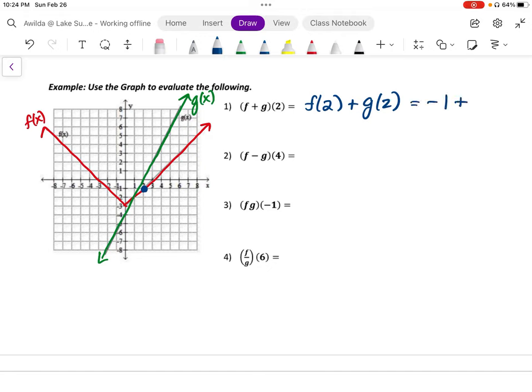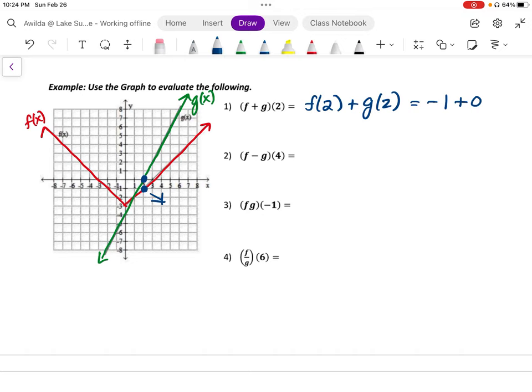Now let's go to the green graph for g. On the green graph, the ordered pair that has an x value of 2 is right here. X is 2, and in that case, y is 0. So again, there are two ordered pairs here that I'm looking at.